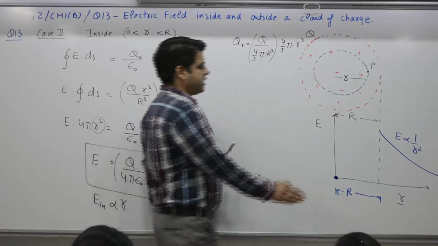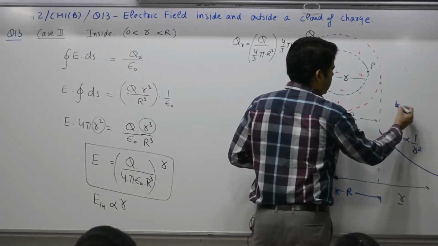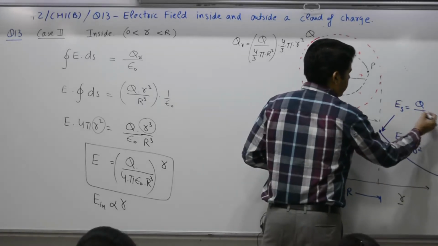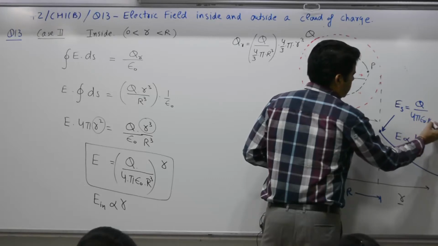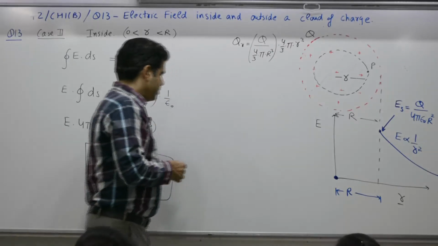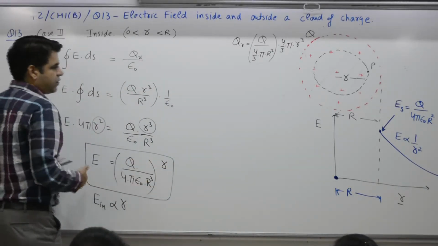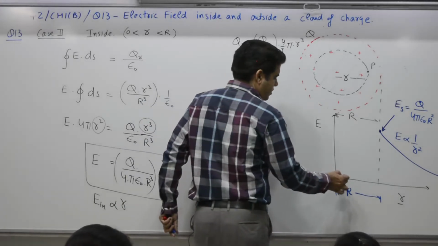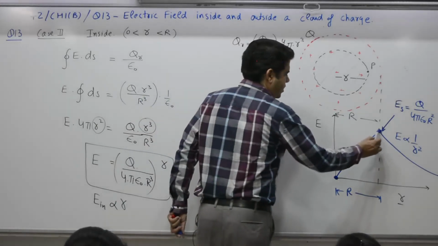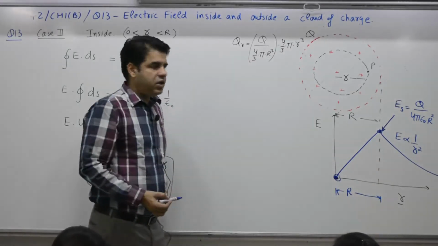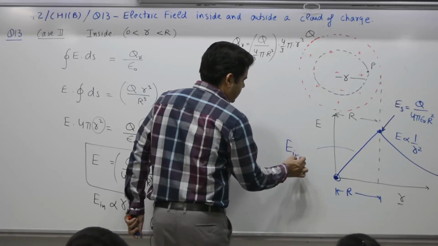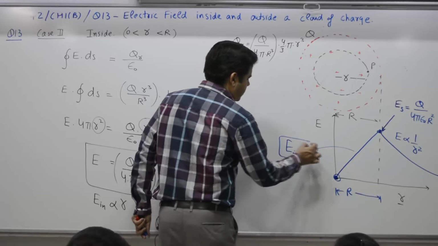What was the expression for outside? The expression for outside at the surface was Q by 4 pi epsilon naught r square. So if you put small r equal to capital R, you get the same expression. That means these 2 points lie on a straight line. How does E vary inside? Inside, E is proportional to r.